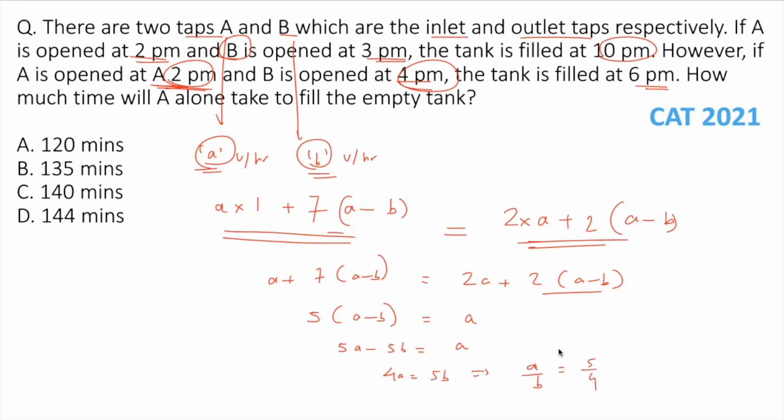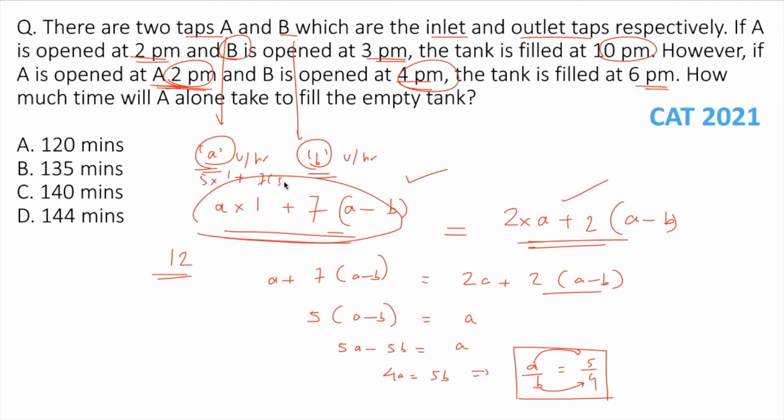For all practical purposes, you can assume the efficiency of A as 5 units and B as 4 units, as we have discussed in the time and work lecture. So if A is 5 and B is 4, substituting these values in any of these two expressions, which is basically 5 into 1 plus 7 into 5 minus 4. 7 plus 5 is 12 units.